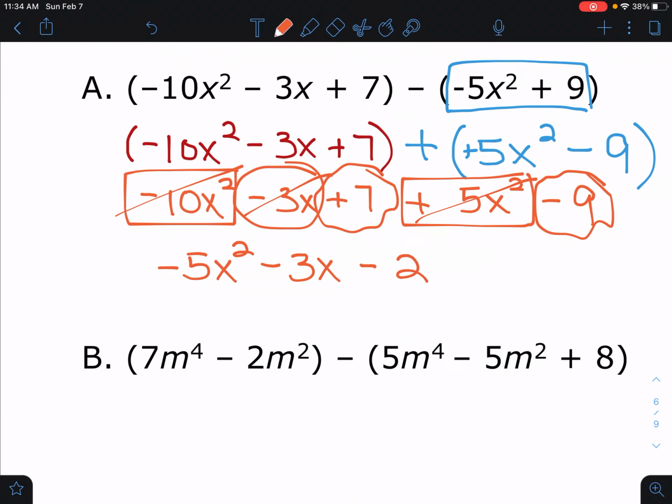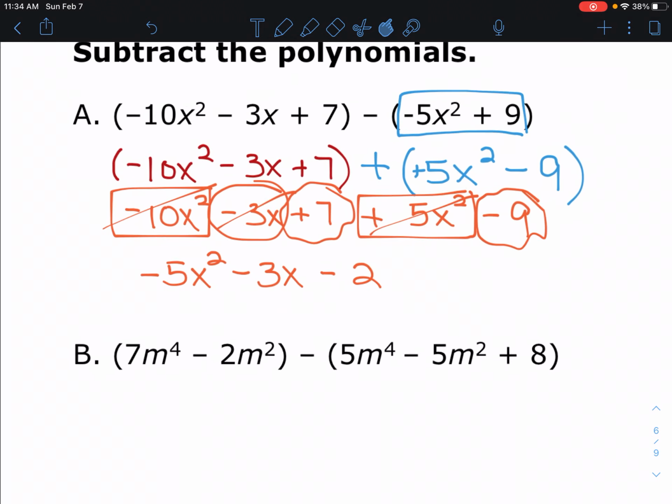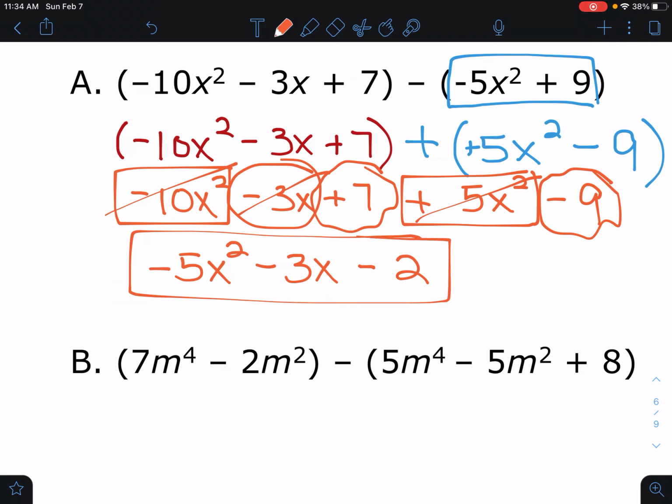Now, my answer needs to be in standard form. Remember, that is our last step. If you start with the highest degree and work your way down, it should already be. So this has a degree of 2, then 1, then 0. So yeah, we're in standard form. I don't need to rearrange anything. This is my answer. And I'm done with that. You've just subtracted polynomials. Okay?